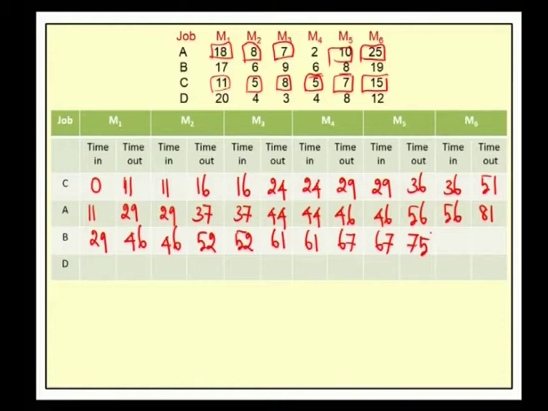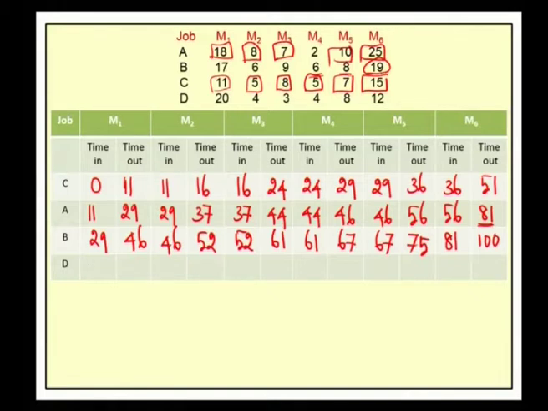Now, machine 6 does not start its work at 75 hours. Since machine 6 is busy with job A until then, it starts its work at the 81st hour. In order to complete job B, machine 6 requires 19 hours. Therefore, machine 6 completes job B at 81 plus 19, the 100th hour.